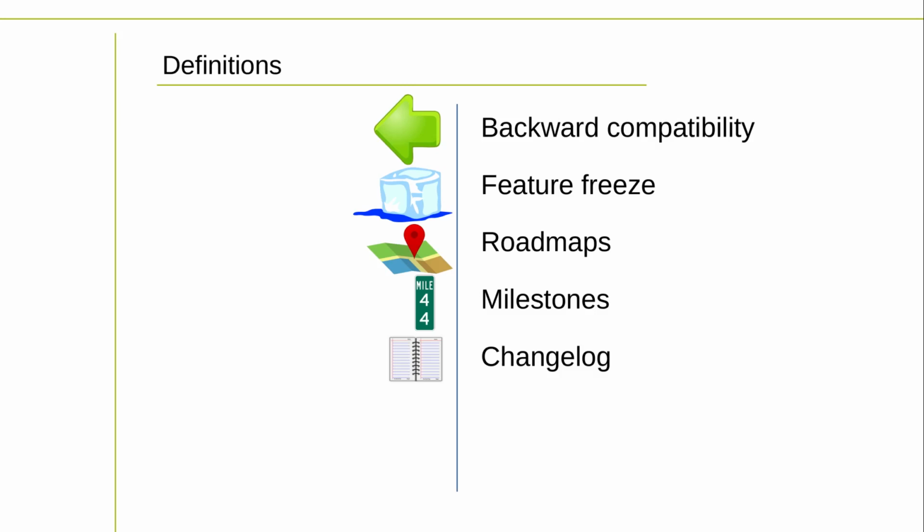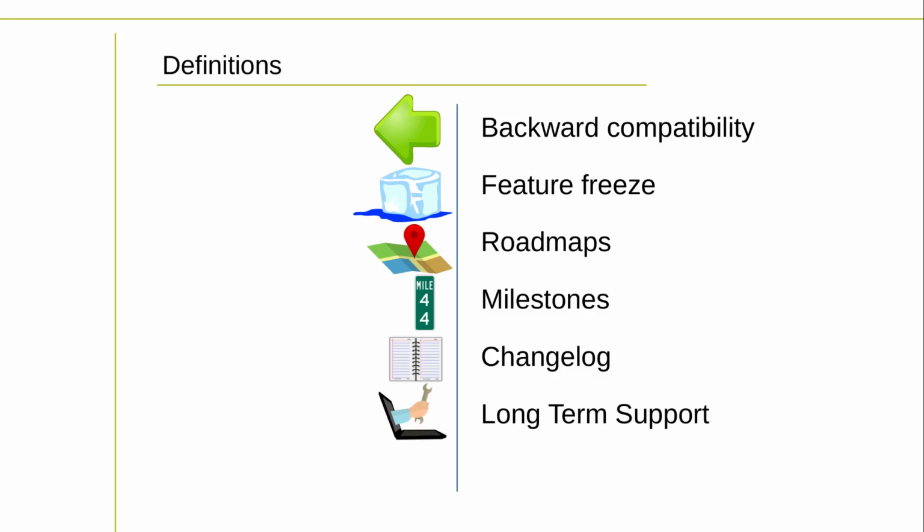A changelog is a document that lists the changes made to a software product over time, including bug fixes, new features, and other updates. Changelogs allow developers and other stakeholders to understand what's been updated and when. Changelogs are particularly useful for software products that are updated frequently or have a large number of contributors.